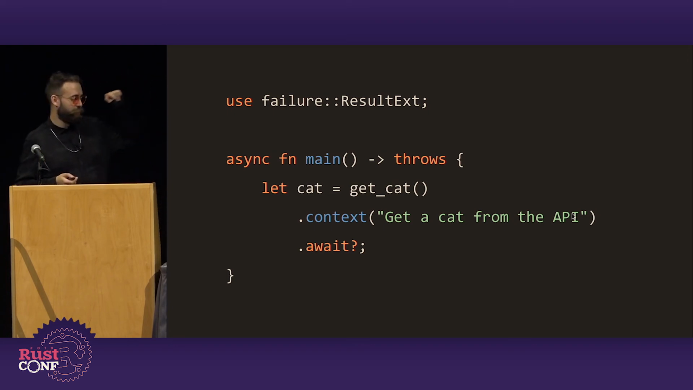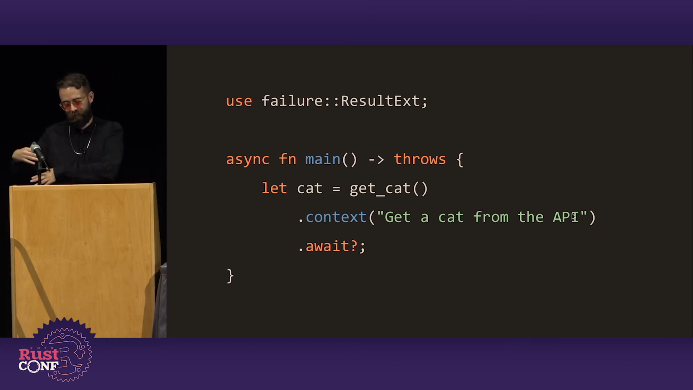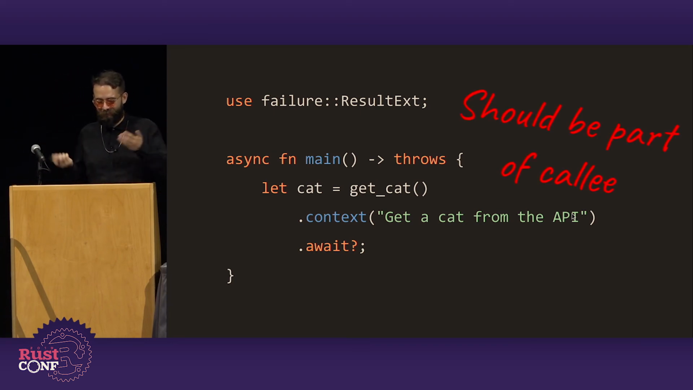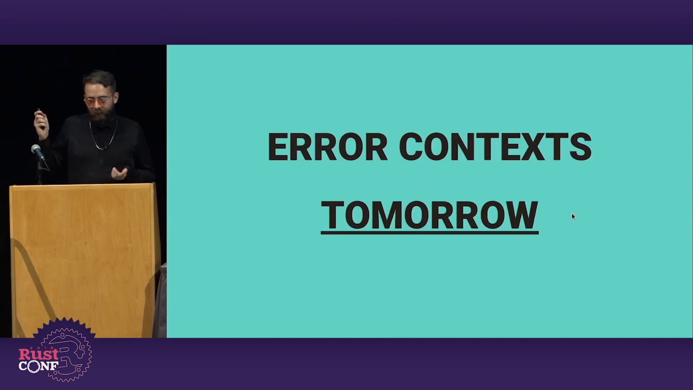But what we're doing here is we're using it at the time that we're calling it. What we really want is sort of inside of the function definition, inside the function body. So it should actually be part of the callee. It'd be nicer if that was there. Anyway, error context tomorrow.